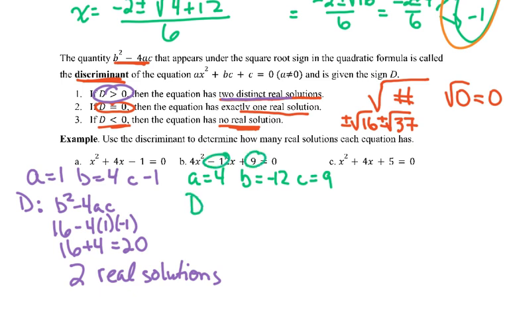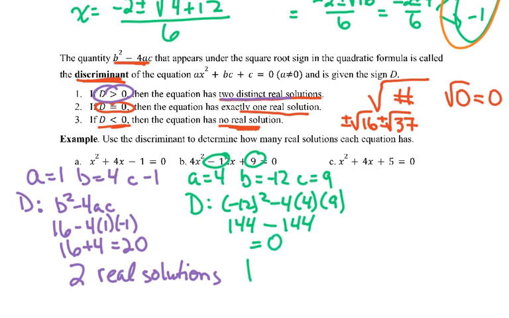Our discriminant is equal to b squared minus 4 times a times c. This is going to give us negative 12 squared is 144 minus, and what is 4 times 9? It's 144. So this will equal 0. We will have one real solution for this quadratic equation.